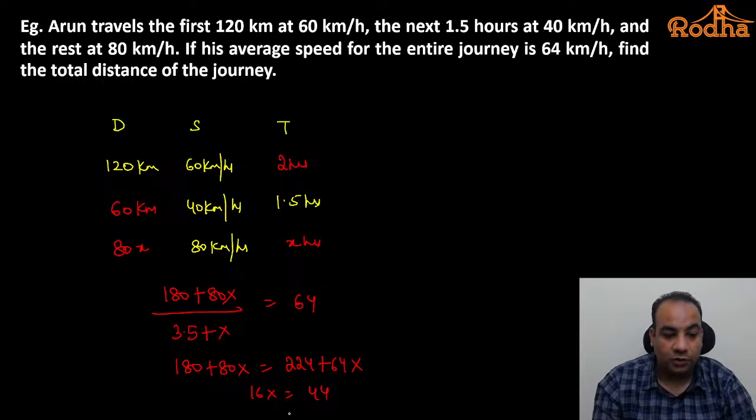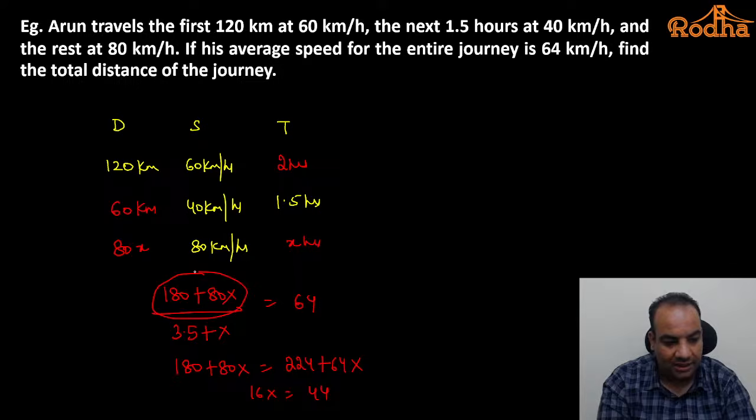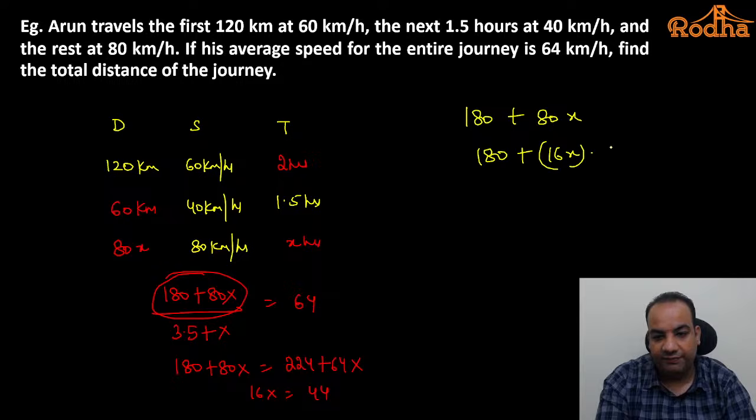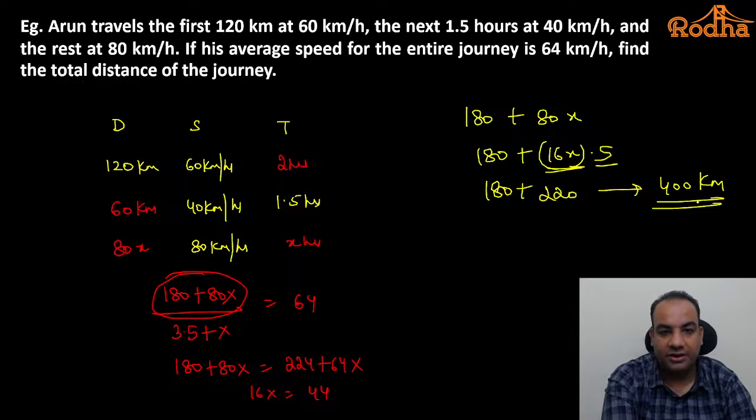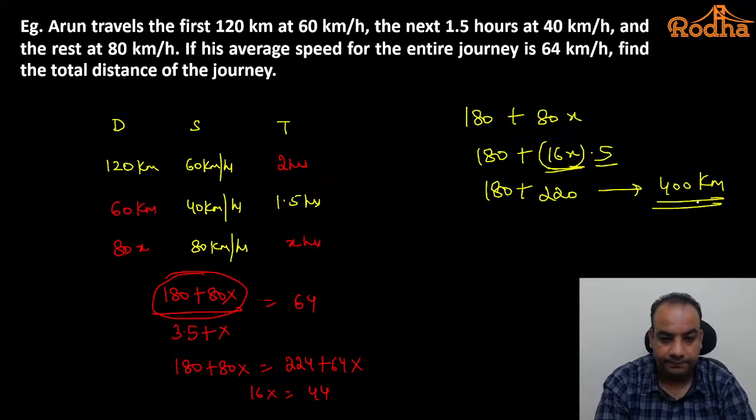Now the question is, what is the total distance? See, the total distance is 180 plus 80x. Now 180 plus 80x can be written as 16x into 5. So 180 plus, this is 44 into 5, that is 220. So the total distance is 400 kilometers. Is it clear to all? So this is the total distance.